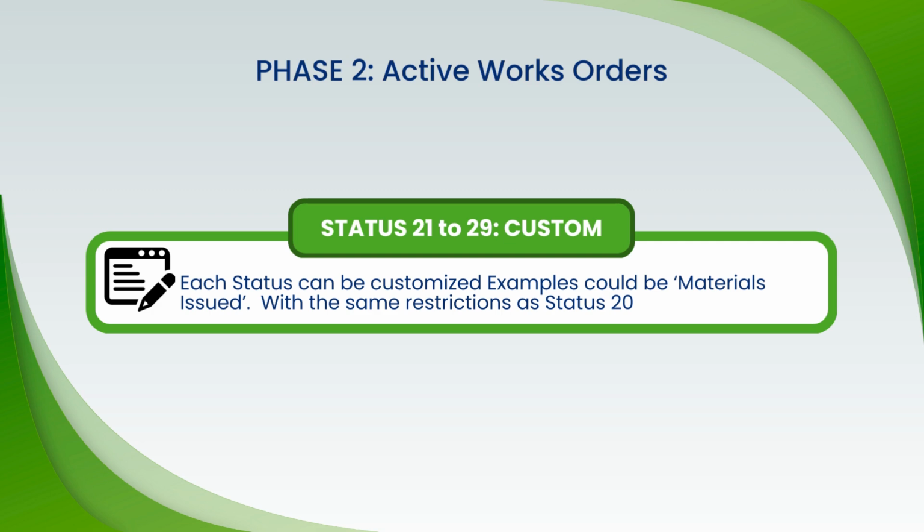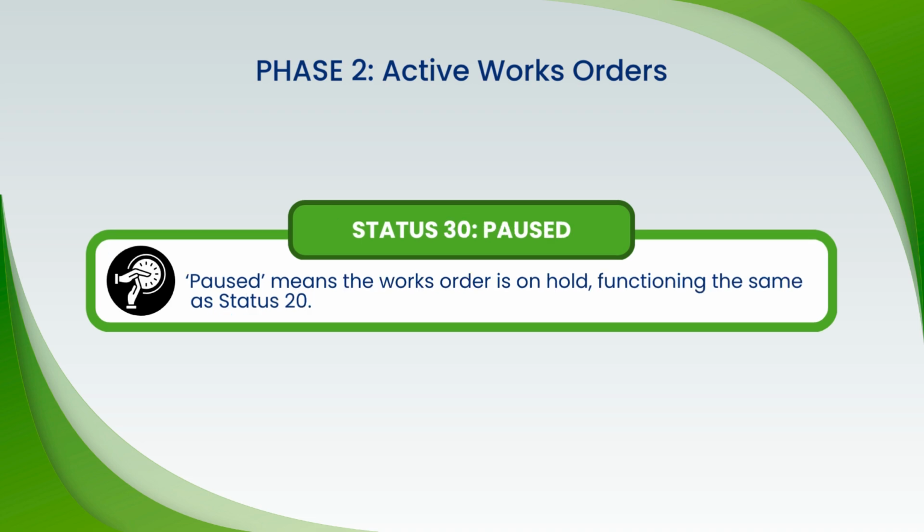Status 21 to 29. Custom. This is a range of custom status codes which can be optionally configured. The restrictions function the same as status 20. An example might be materials issued. Status 30. Paused. This signifies that the works order is on hold. The restrictions function the same as status 20.